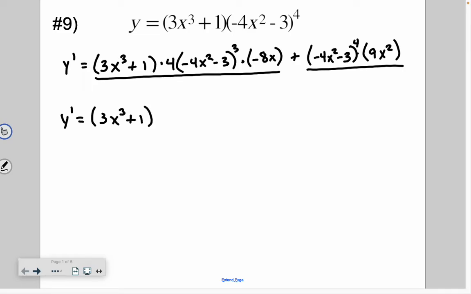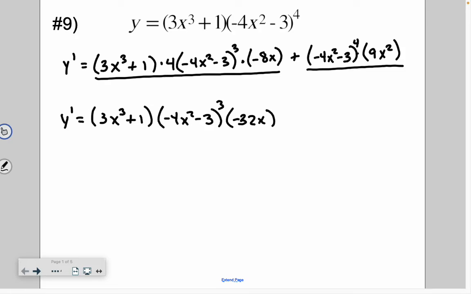I'm going to leave the second factor alone, the part that's cubed. So I'm going to put that next: negative 4x squared minus 3, cubed. And then the other stuff that's there, I'm going to just multiply and put together. So we end up with our third factor being negative 32x.